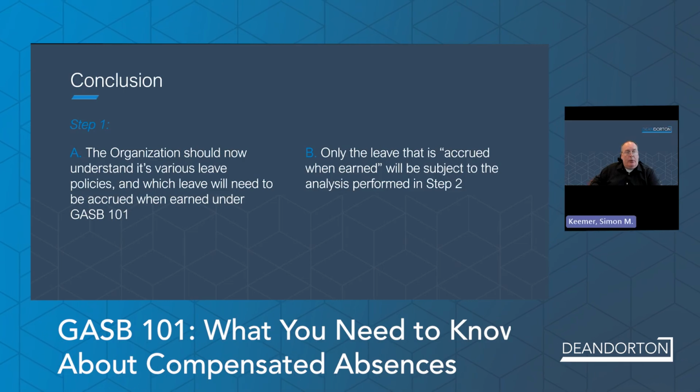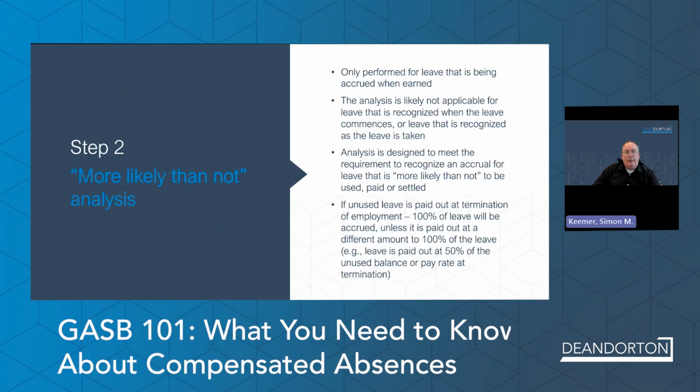And so then before we move on to step two, what we're now going to do is focus on just that leave that is in that first bucket, which is accrued when earned. So step two is only going to apply to that first bucket of accrue the leave when it is earned. So step two is what I like to call the more likely than not analysis. So as I said, it's only for the accrued when earned leave.